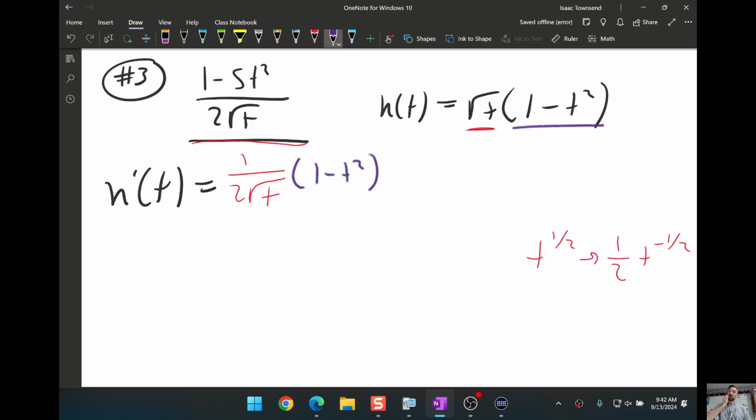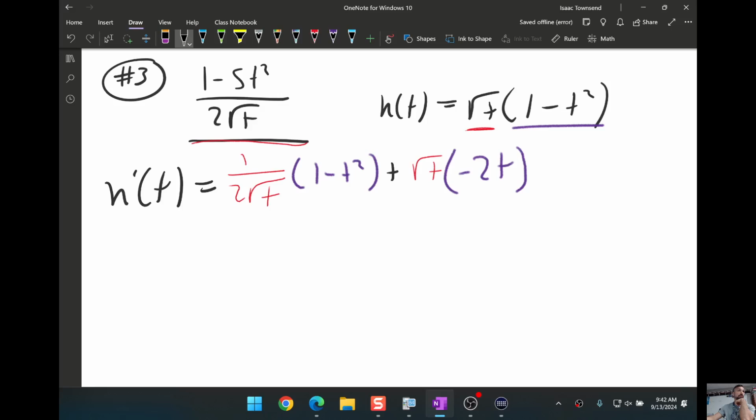Times this left alone, plus, now I'll leave this one alone, times the derivative of this one, which would be minus 2t. So the most important thing is that you got to that point. Because if you didn't get to that point, you're either not doing the power rule correctly or you're not applying the product rule correctly. And again, you've got your notes in front of you, so that should be pretty hard to do. Are you guys okay with this thus far?